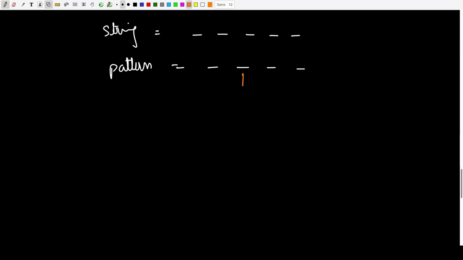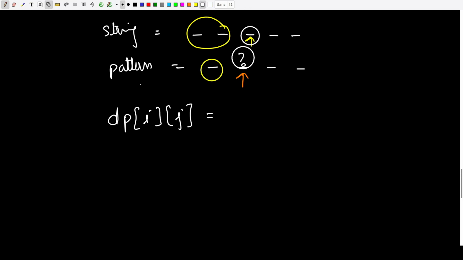So let us say this is my ith pattern and this is my jth string. Now in this case, my ith pattern is a question mark. Since it is a question mark, this and this match. Whether the pattern matches the entire string will then be determined by whether the string is able to match with the remaining pattern. So over here, we want to fill the value of dp[i][j], and since the pattern is a question mark, the value will be given by dp[i-1][j-1], which is the same as for the cases where pattern of i matches with string of j.